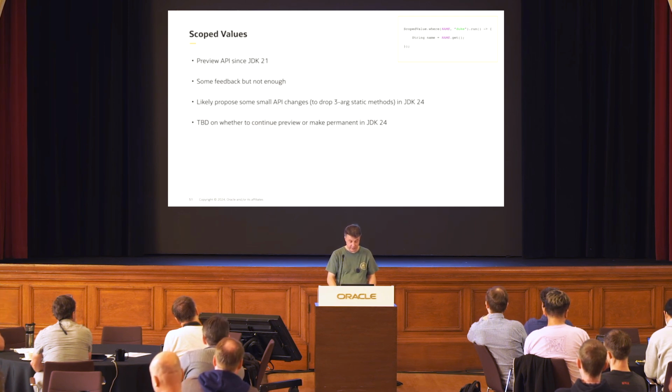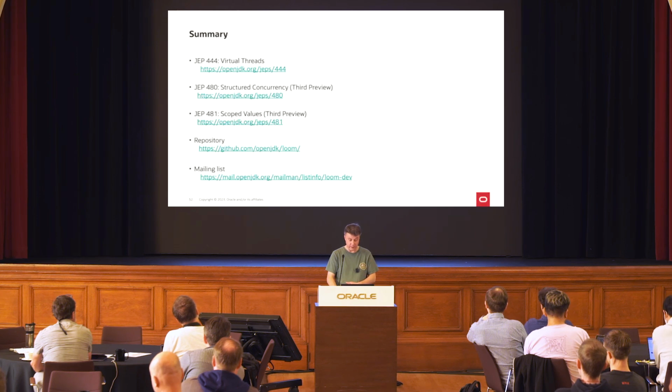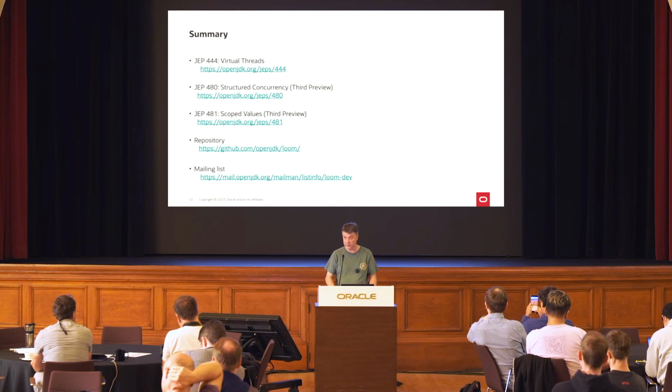And that is it. These are the links to the JEPs. As I say, we hope to get new JEPs proposed for 24 for object monitors, re-previewing structured concurrency and scope values. And everything that we're working on is sitting in the Loom repository.